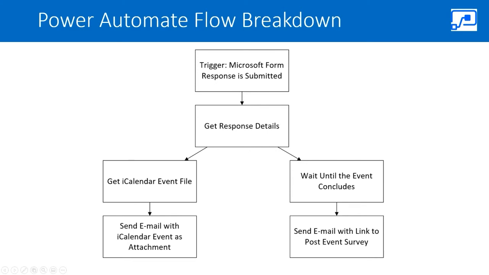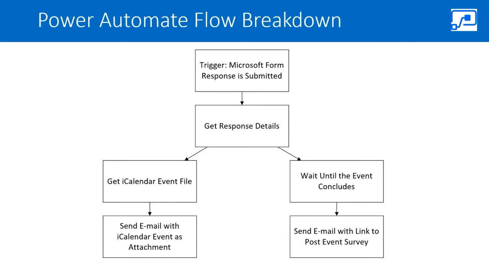With the basic event and actions defined, we will start breaking the flow down into the individual steps we need to achieve. So once a response is submitted, we need to get the details of that response. From those response details, we can use things such as the email address that was entered into the Microsoft form. As mentioned before, Power Automate calls data like this dynamic content. We then have 2 parallel actions we want to perform. We want to send the iCalendar event invite and send a link to the post-event survey.